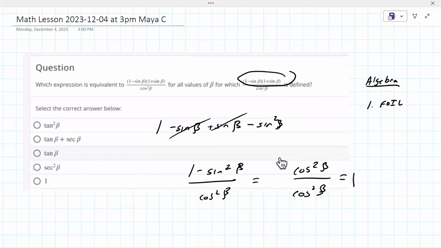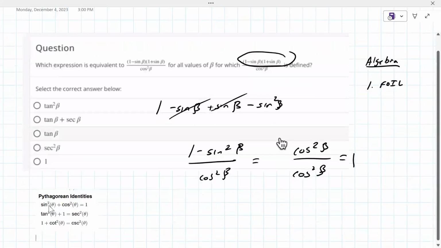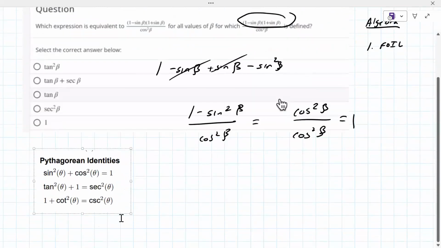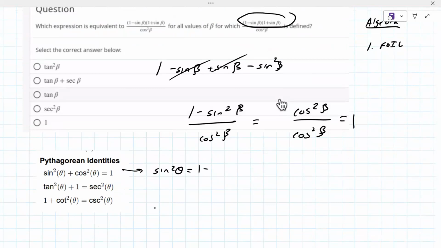So I just finished the FOIL part, so then that leaves you with 1 minus sine squared beta over cosine squared beta. And then you said that reference sheet, that's where the one comes in. Yeah, so you solve the top one. You move the cosine squared over, you get sine squared theta equals 1 minus cosine squared theta. The letter doesn't matter.